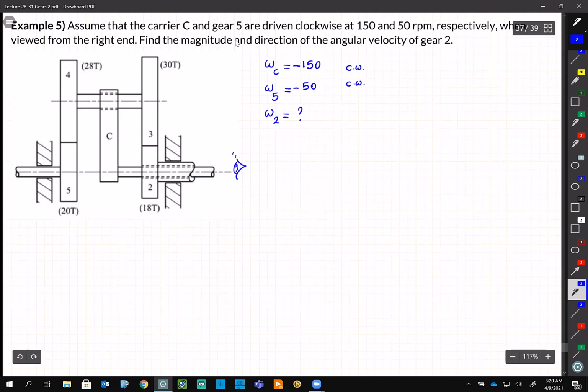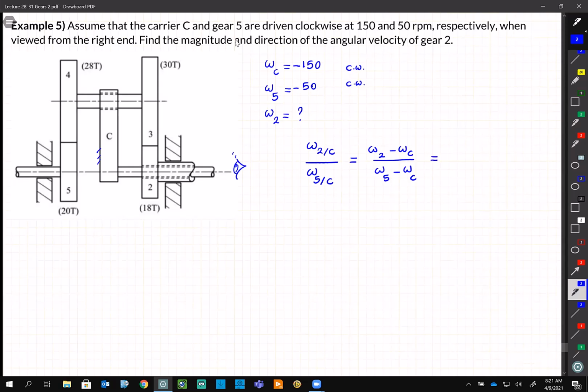So C is the carrier, right? And as I said, you can visualize that you assume it's being fixed. So you write down omega 2 with respect to C, omega 5 with respect to C, is equal to omega 2 minus omega C, omega 5 minus omega C. All right, that's one side.